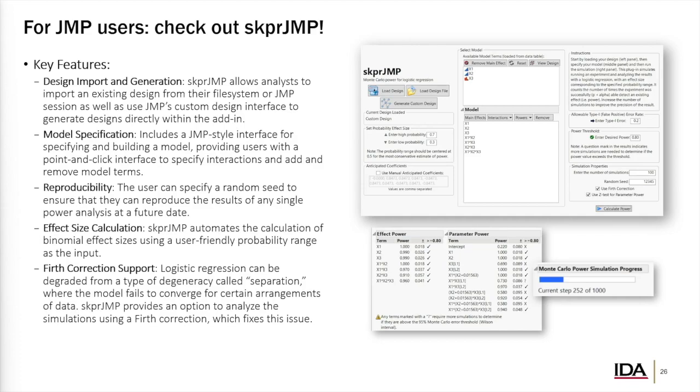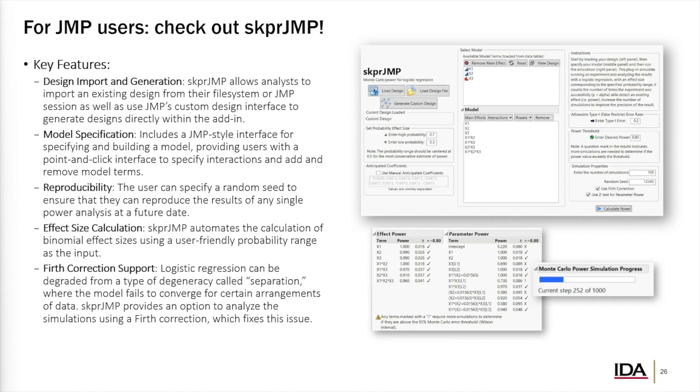You have a low and high probability range. You can also set your anticipated coefficients manually if you're doing something more complicated. If you've used JMP before, you have this nice model building interface that makes it really easy to add in a model. And then you just put in your number of simulations, set a few other options, and then hit run. And the entire thing is this one pane. I don't know how much more straightforward that can get.